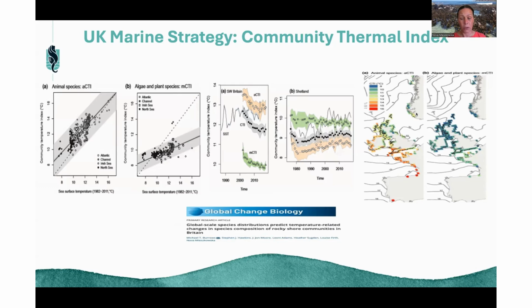And we're also able to then plot this community thermal index, CTI, on maps so that people can see exactly how the different species are contributing to different thermal indices depending on where you are. And no surprise, the further north that you go in the UK, the lower the community thermal index is.